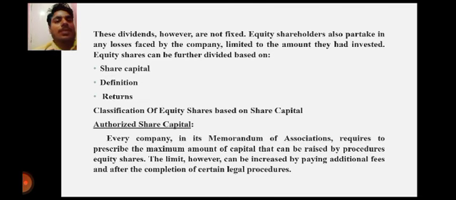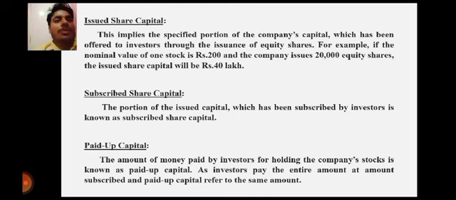Classification of equity shares based on share capital: authorized share capital and unauthorized share capital. Authorized capital means every company, in its memorandum of association, is required to prescribe a maximum amount of capital that can be raised through equity shares. It can be increased by paying additional fees and completing certain legal procedures in the company. After the authorized capital, we are going to discuss issued share capital.